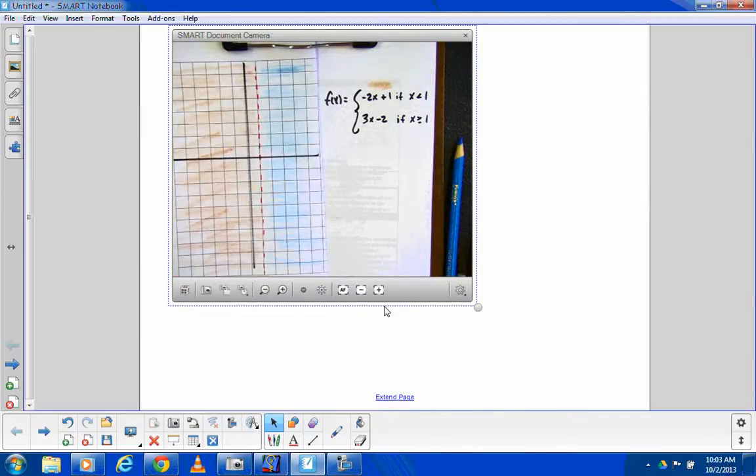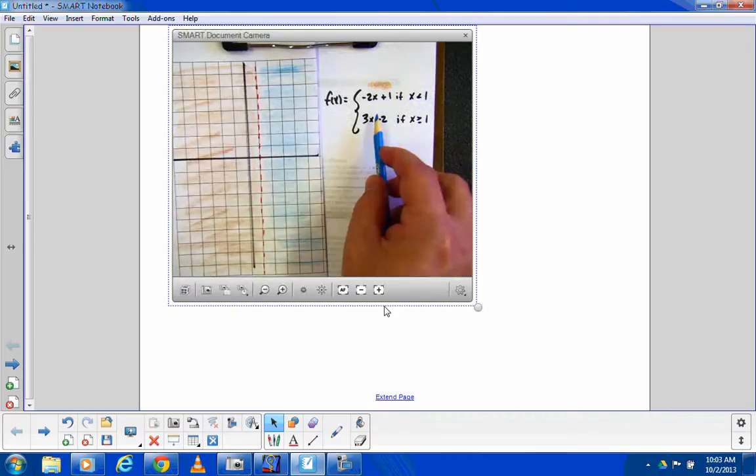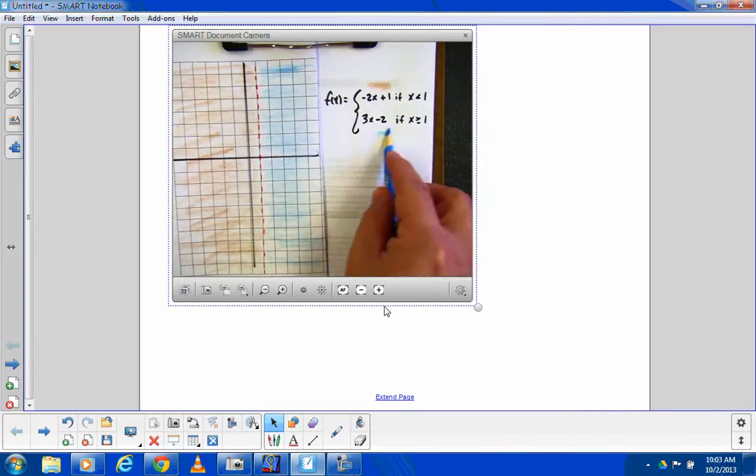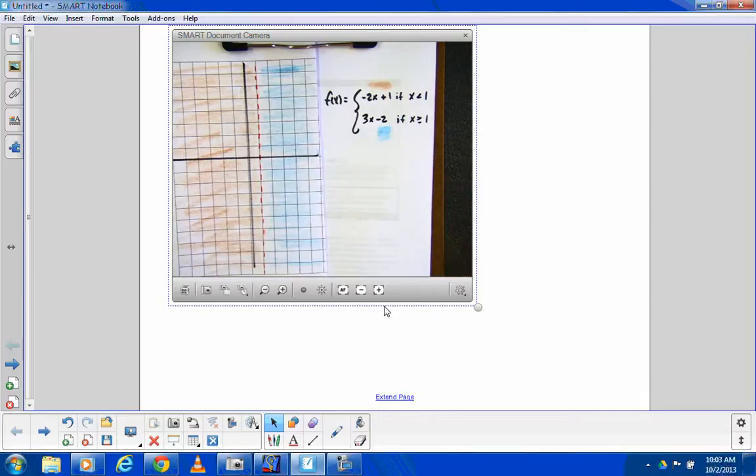All right. Now, let's graph these, but we have to keep in mind that this negative 2x plus 1 can only be in the brown area, and then the 3x minus 2 is only going to be in that blue area. This is, again, probably why you're going to need a straight edge here. Okay. Let me graph negative 2x plus 1 first.